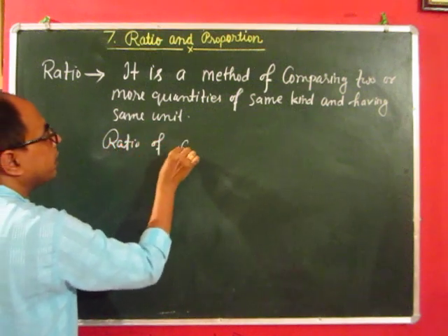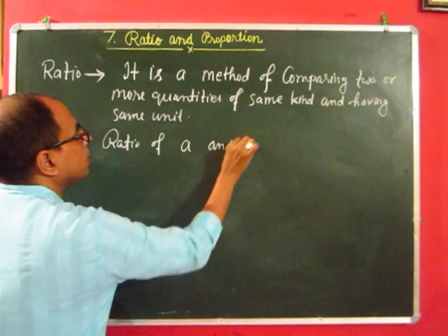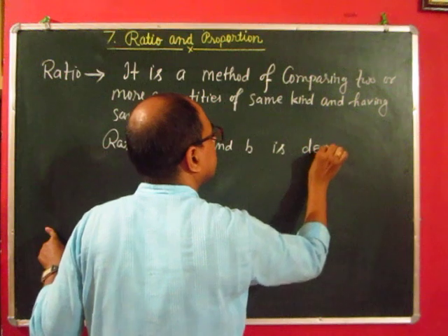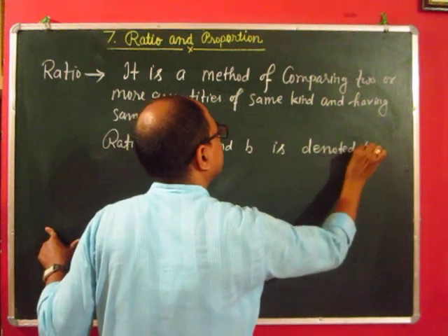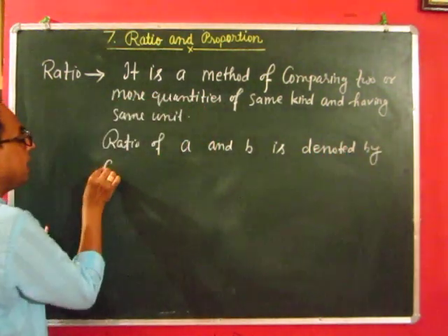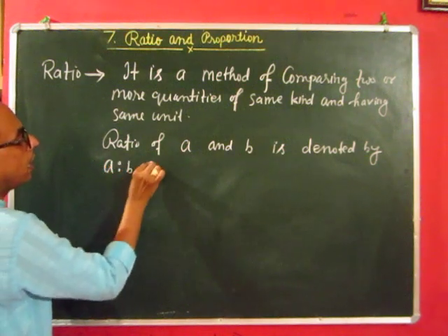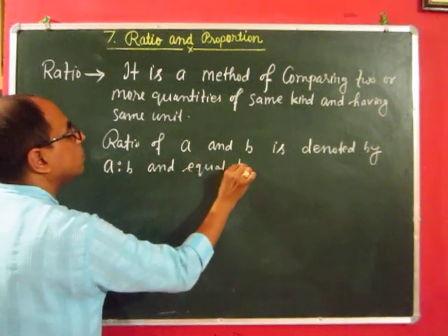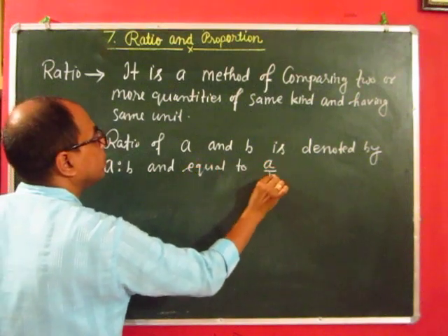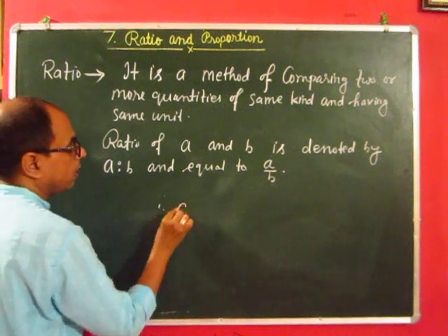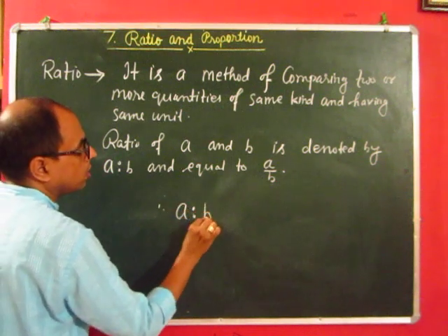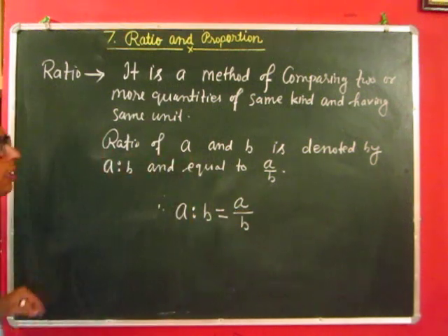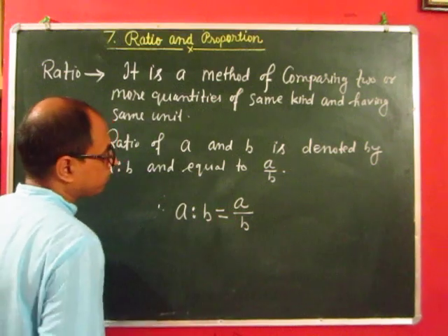Ratio of A and B is denoted by A is to B and equal to A by B. So therefore A is to B is equal to A by B. This fraction is called ratio of A is to B.